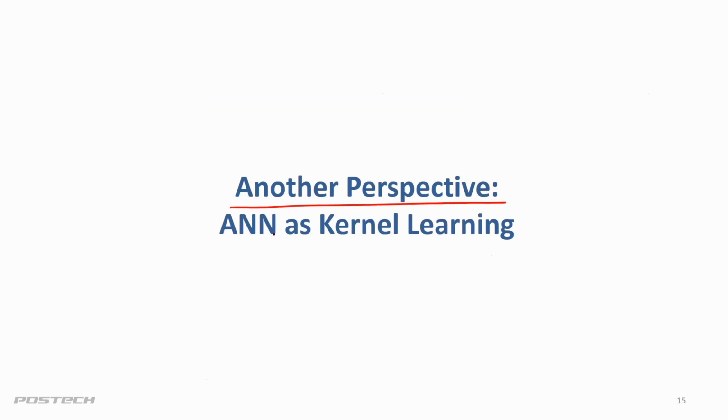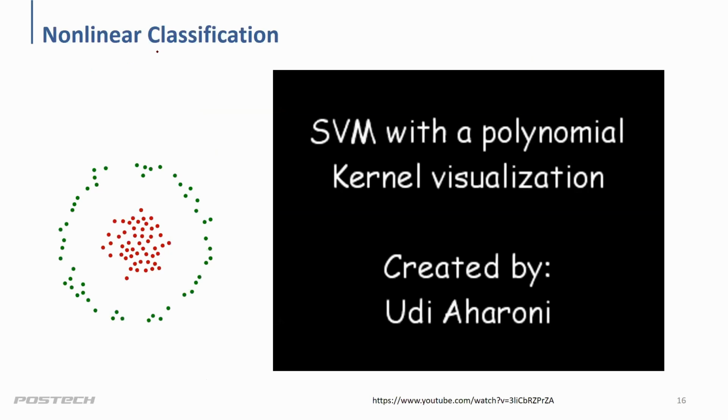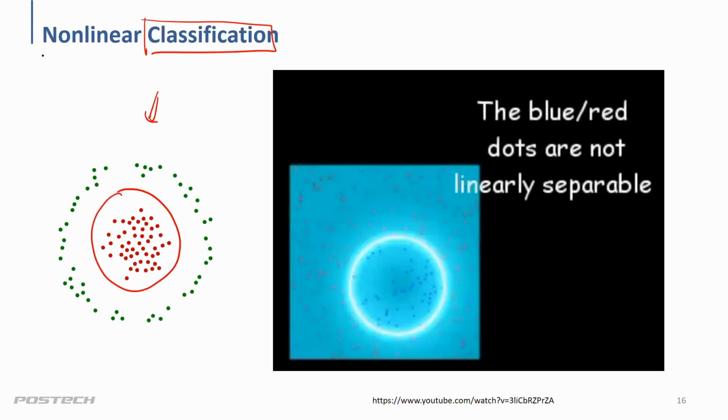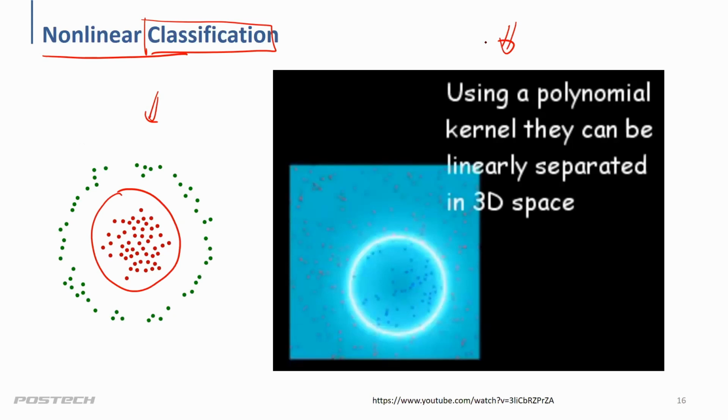Another perspective that I want you to choose is ANN as kernel learning, and what the kernel means I'm going to explain in the following slide. I don't think I explained what the linear classification and nonlinear classification problems are. Just think about the linear one: we cannot classify with linear hyperplanes like that. Probably this one is a proper way to classify. And just looking at the video clips.